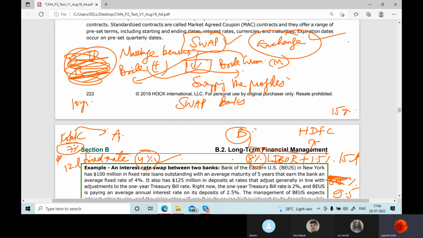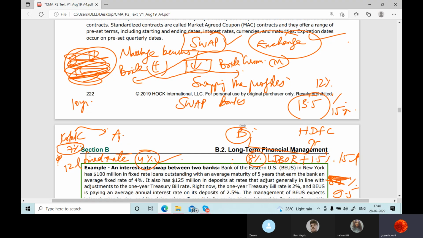What B thinks is, he has already taken a loan at LIBOR plus 1.5%. That is the rate at which he has taken the loan. Now, if the rates go up in the market, let's say LIBOR goes to 12%, he has to pay 13.5%. He is very much worried. So both have their worries. A thinks that if the rates go down, he is paying more. B thinks that if the rates go up, he is going to pay more.